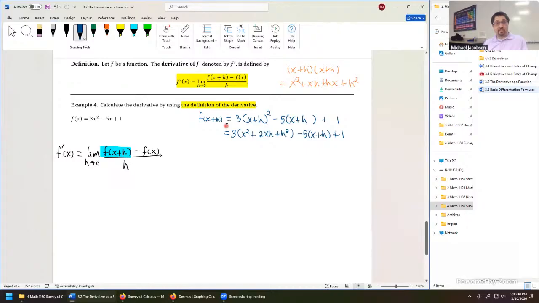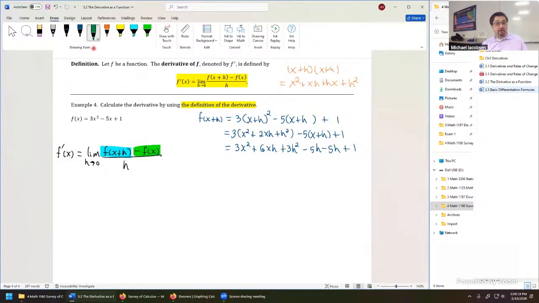I'll do the distributions and then we're done with this part. 3x squared plus 6xh plus 3h squared. Another round of distributions, minus 5x minus 5h plus 1. And notice there are no like terms whatsoever on this to combine and cancel with. That's okay, because we're going to get some like terms from the negative f of x part.